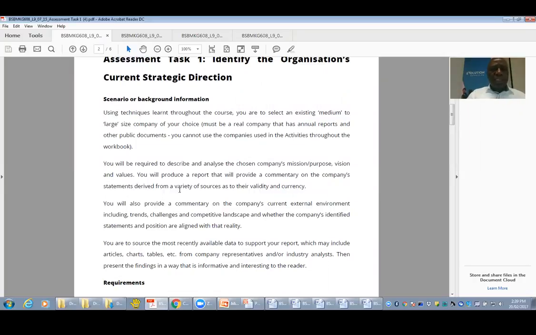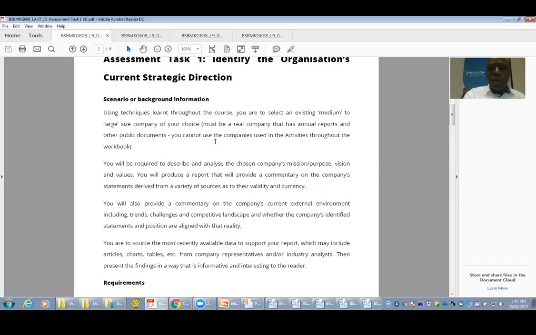Using techniques learned throughout the course, you have to select an existing medium to large size company of your choice. It must be a real company that has annual reports and other public documents. You can use this company in the activities throughout. So right from the start, what is it saying?